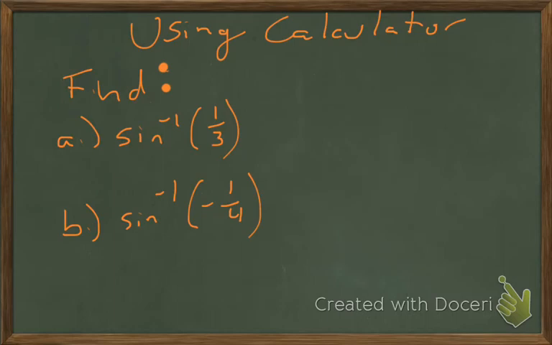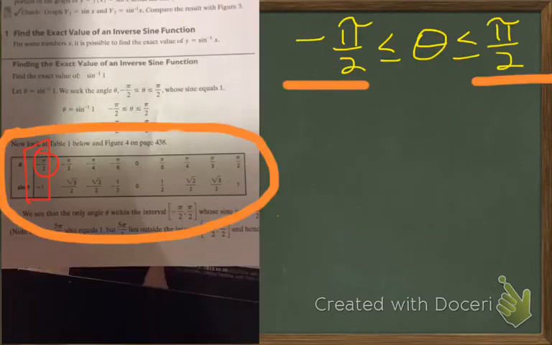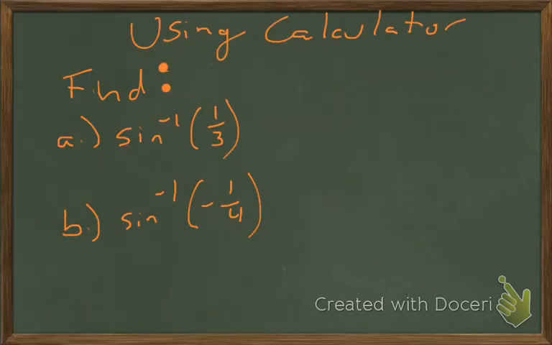Next we want to use a calculator to find inverse sine of 1/3. Now, we don't have a 1/3 on our chart. We have square root of 3 over 2, and we have negative 1/2, but we do not have a third, or as you see in letter B, negative 1/4. So we're going to have to use our calculator to estimate this.